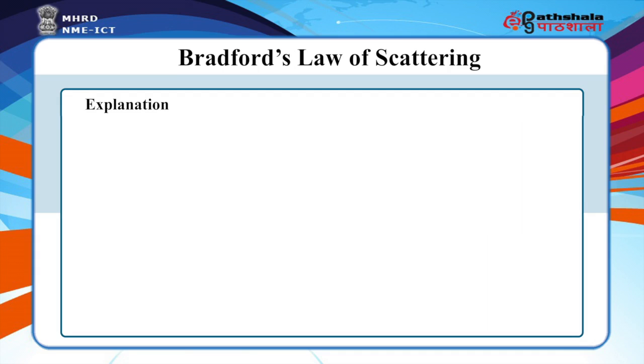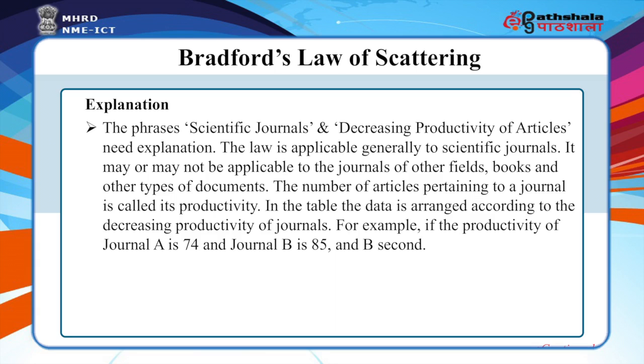Explanation of Bradford's law of scatter. The phrases scientific journals and decreasing productivity of the articles need explanation. The law is applicable generally to scientific journals. It may or may not be applicable to the journals of other fields, books, and other types of documents. The number of articles pertaining to a journal is called its productivity. In the table, the data is arranged according to the decreasing productivity of journals. For example, if the productivity of journal A is 74 and journal B is 85, then B comes first and A second.